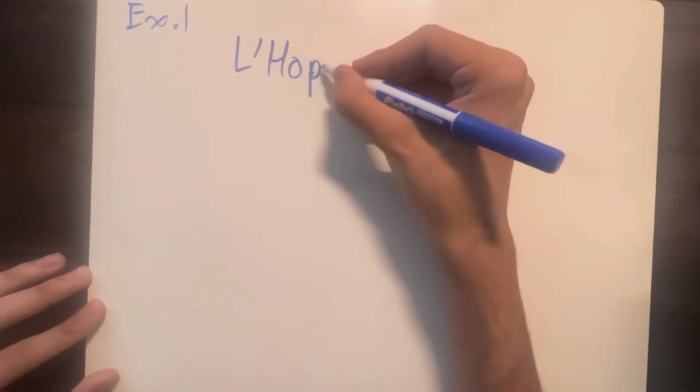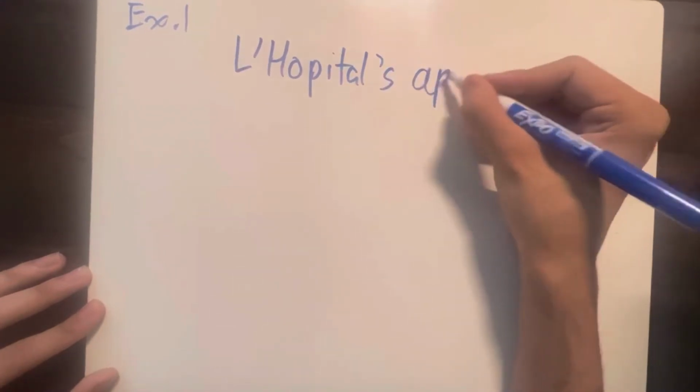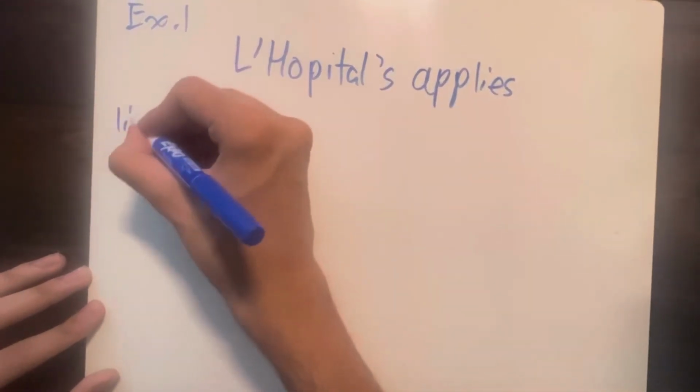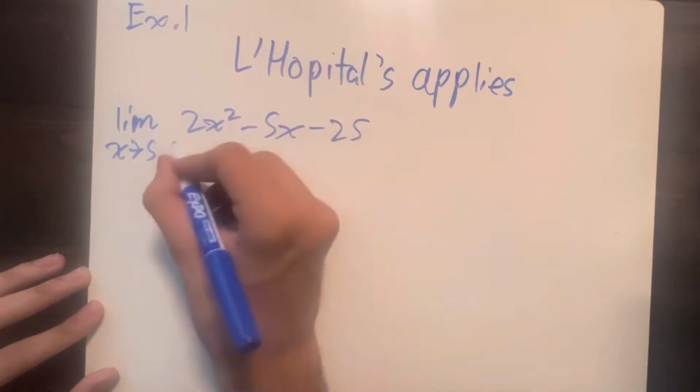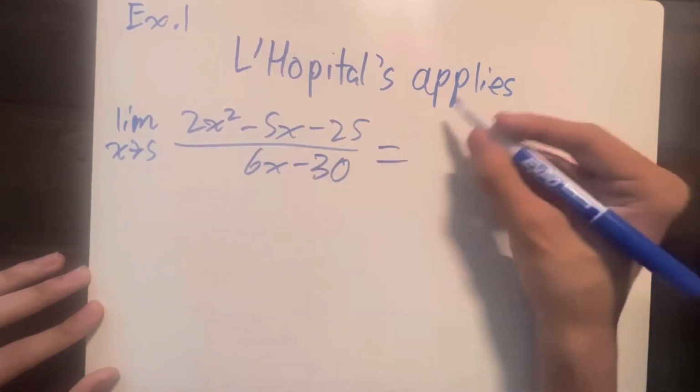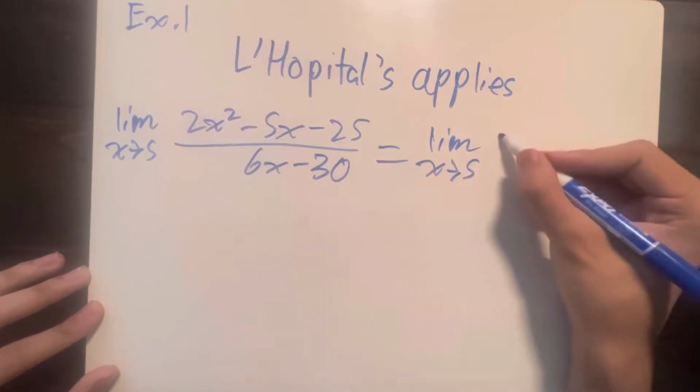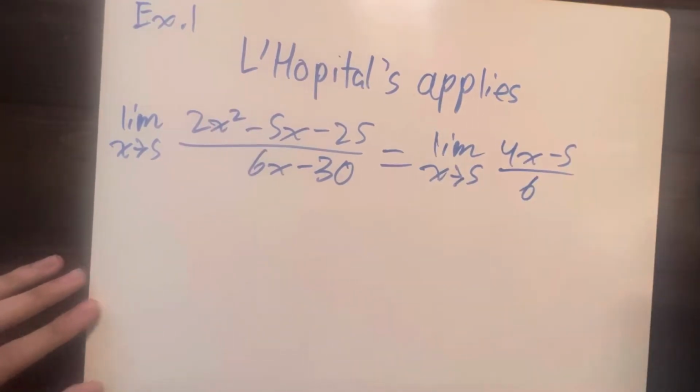Since we got the indeterminate form 0 over 0, L'Hopital's rule applies. Take the derivative of the numerator, 2x squared minus 5x minus 25, and the derivative of the denominator, 6x minus 30. You should get 4x minus 5 over 6.